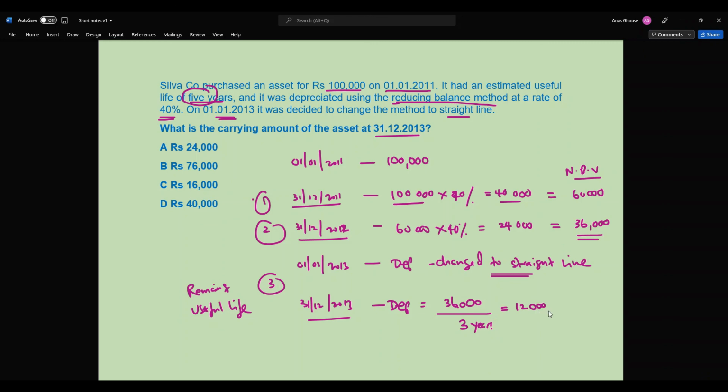That will be 12,000 per annum. So what is the question? What is the carrying amount of the asset on 31st December 2013? The carrying amount will be 36,000 minus 12,000, which is 24,000. The correct answer should be answer A.